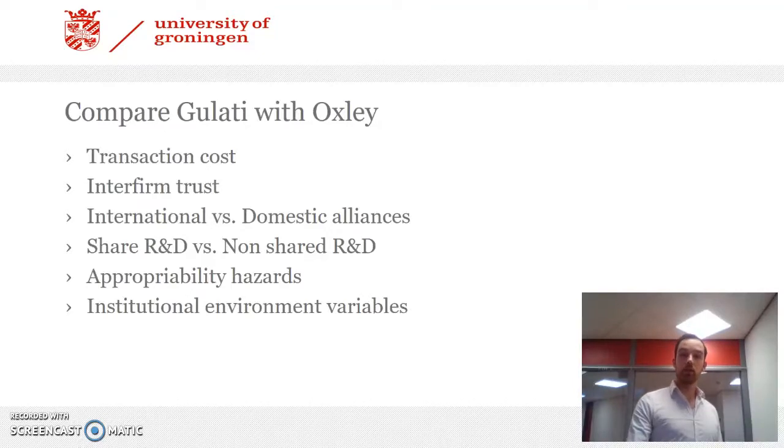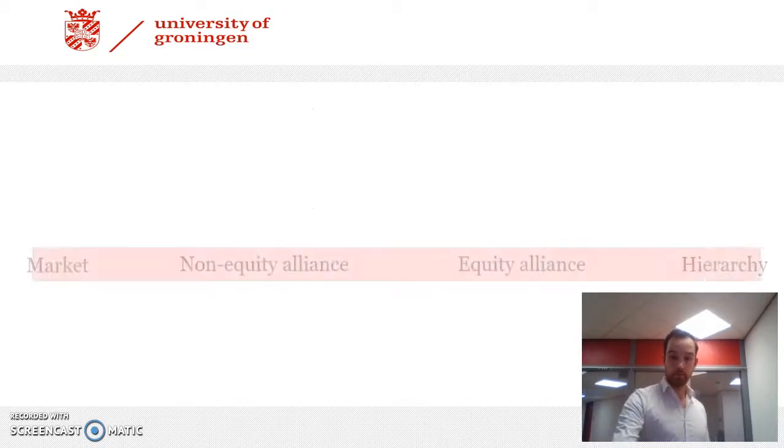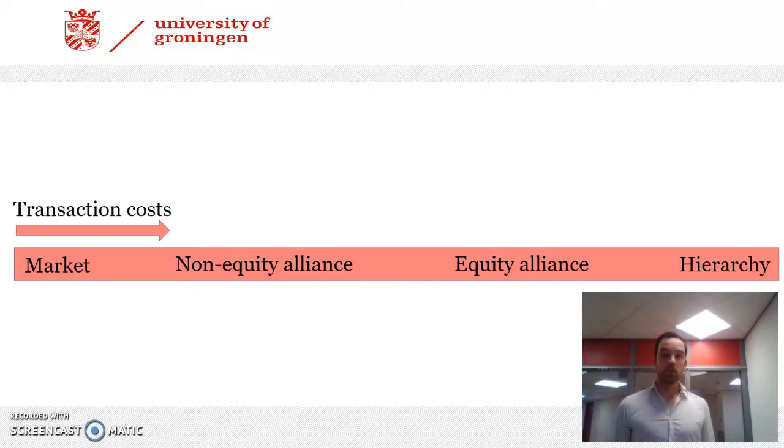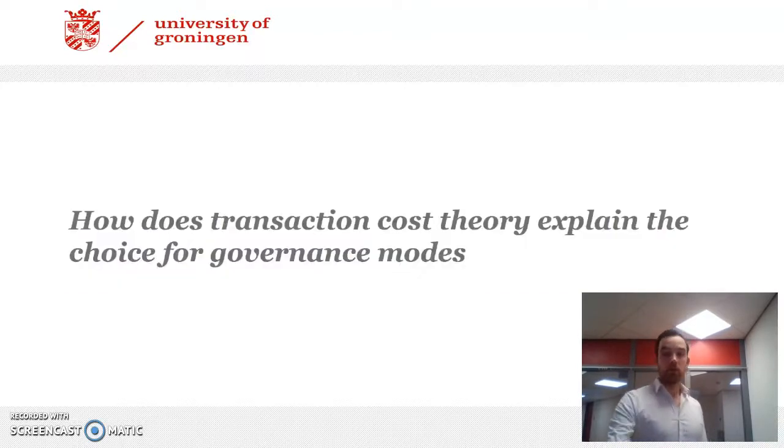Based on the previous slide, we have constructed a continuum where at the utmost left the transaction costs are minimal, and at the right hand side the transaction costs are the highest. So now that we have elaborated the main findings and implications of both articles, we will try to answer the central question. And this question, as you can see on the screen right now, is: how does transaction cost theory explain the choice for governance modes?